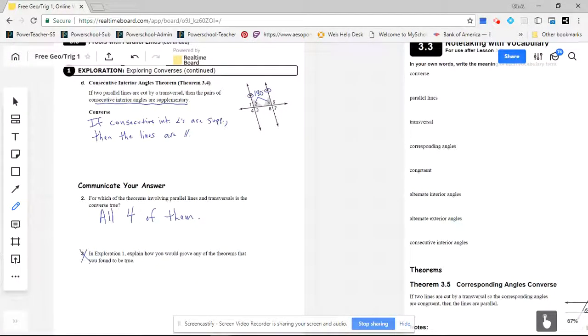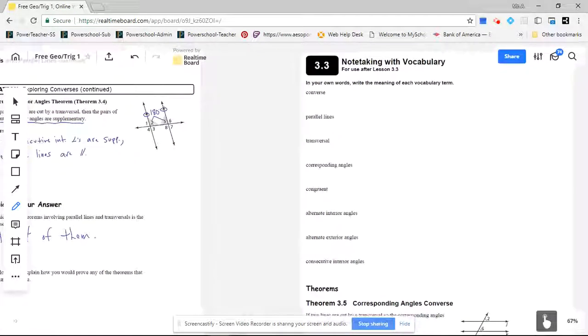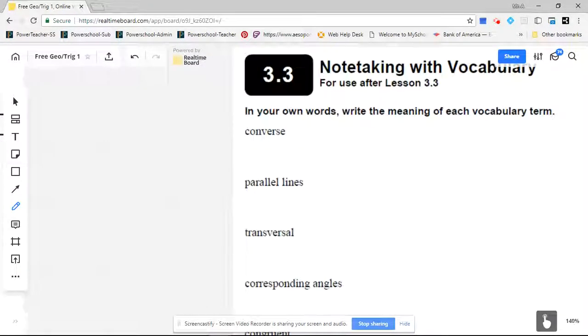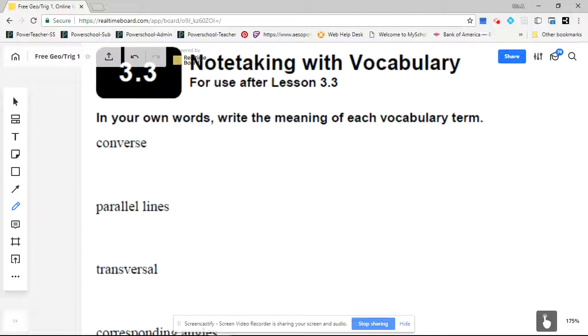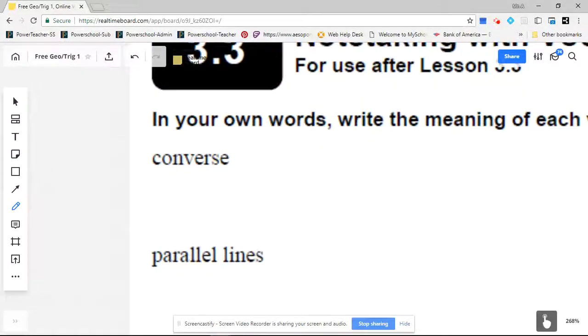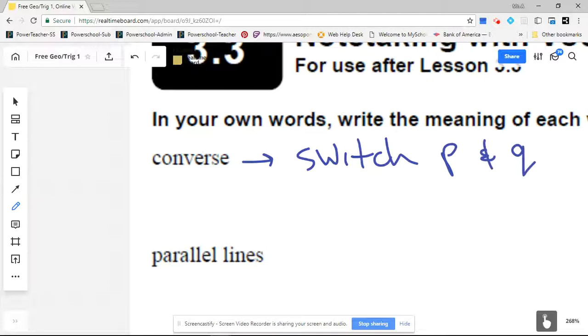Some vocab terms, there looks like a lot. We're just going to briefly remind ourselves because we've seen all these before. So I'm not going to go over all their long definitions. I'm just going to briefly remind you that converse means to switch P and Q. So instead of if P then Q, it's going to be if Q then P. So for converse, you could put down here Q to P statements is what it actually is.